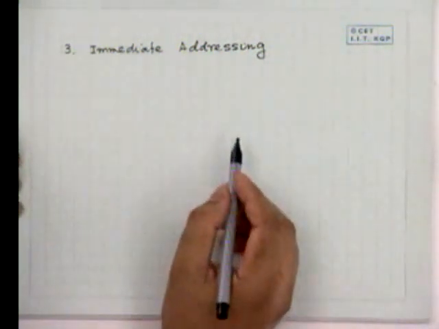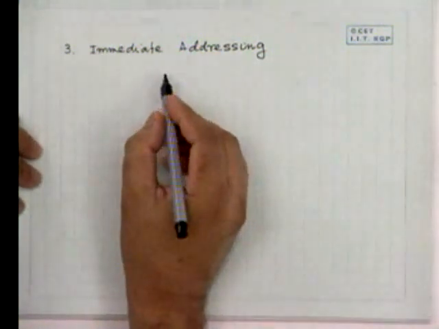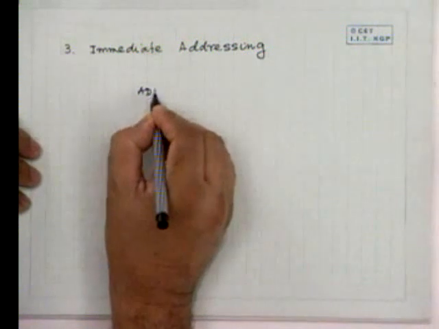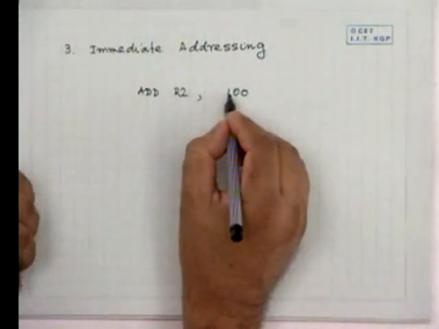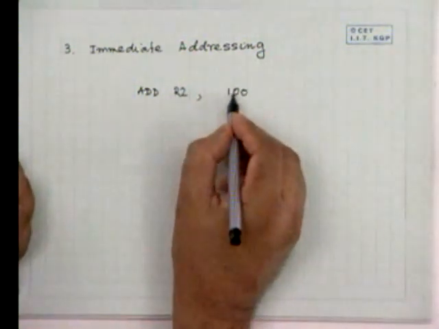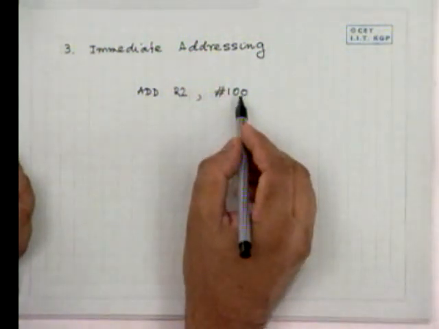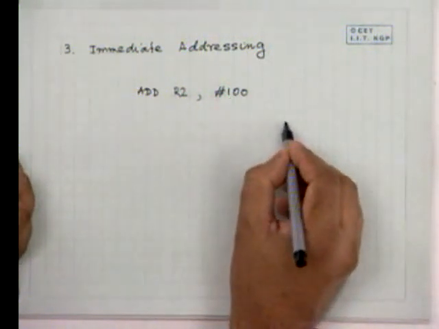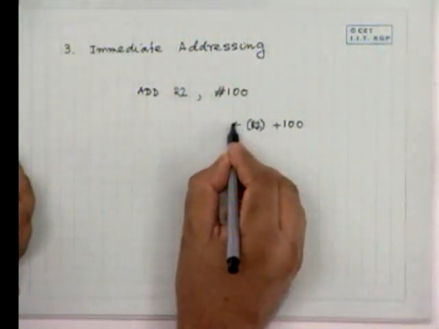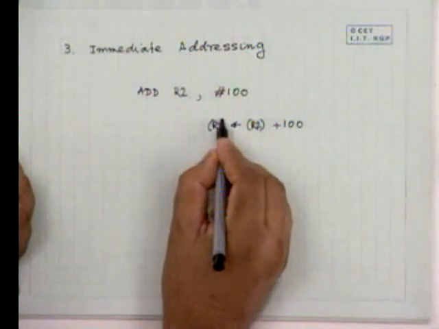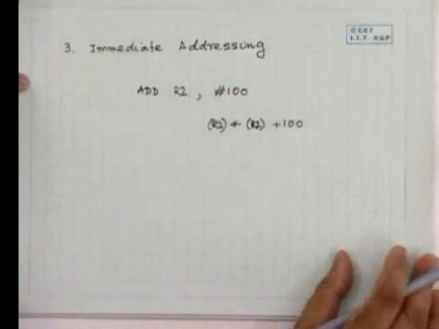In immediate addressing, one of the operands is kept in the instruction itself. Let's take an example. Say we add R2 with 100. But 100 is the operand, it's not an operand address. To say that it is an operand, we generally put the number sign here. Now, this means that 100 will be added to the content of R2, and this comes as the content of R2. 100 being a part of the instruction itself.